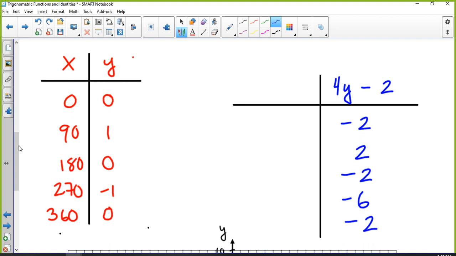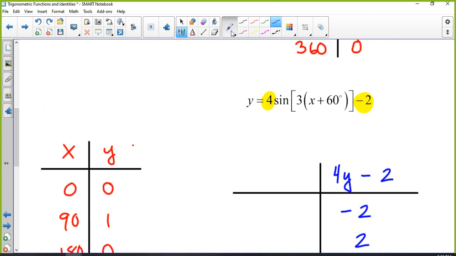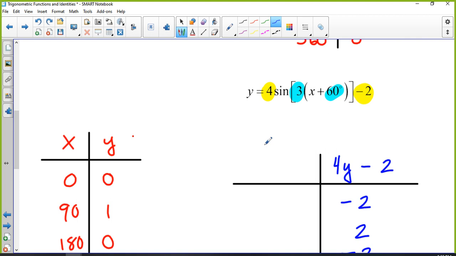Now my x values are affected by the k parameter and the d parameter. So that would be 3, the k parameter, and the d parameter, 60 degrees. So here's what we're going to do. We are going to take each of these original x values and multiply them not by 3, but by 1/3, 1 over 3. So every one of those x values gets multiplied by 1/3. And then we're going to subtract 60 degrees. Remember, we've got to take that opposite sign.